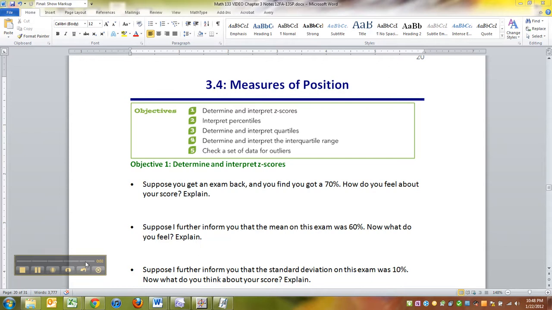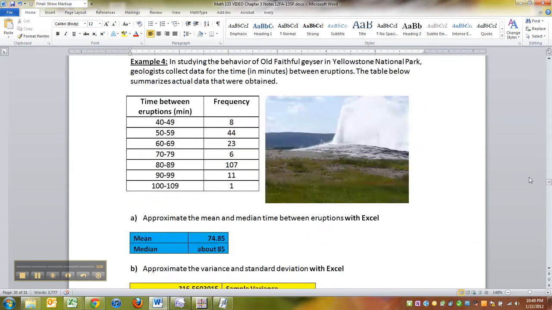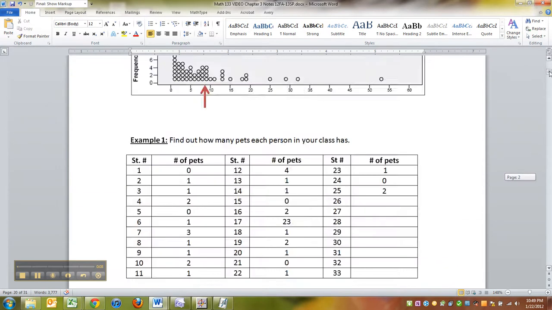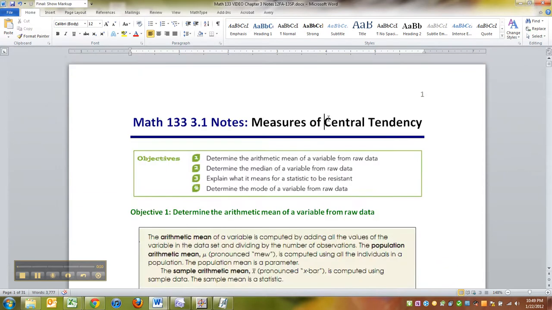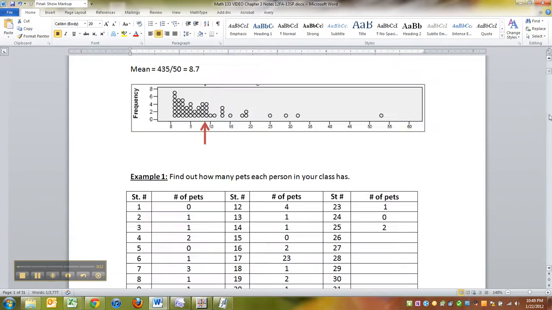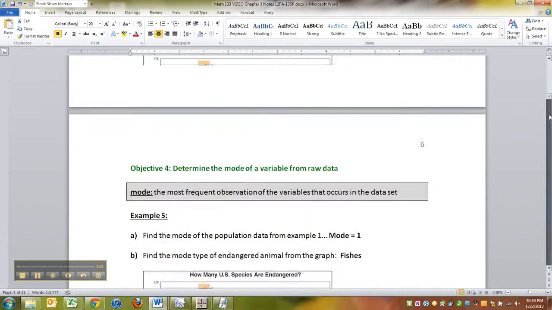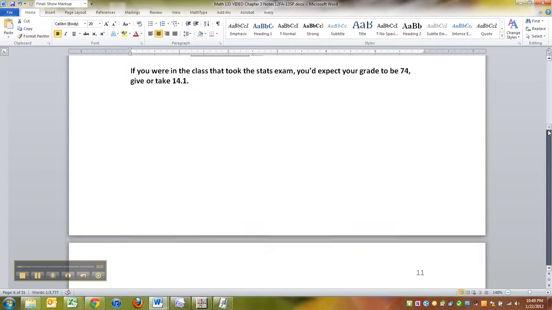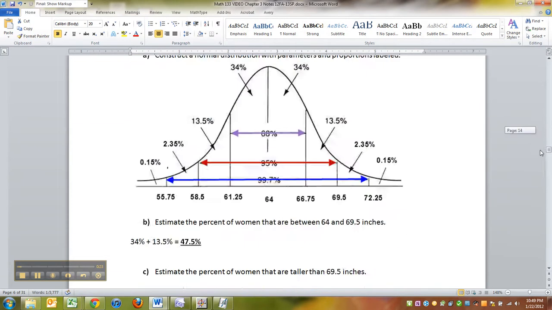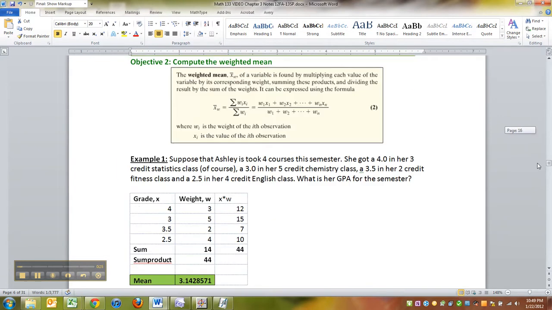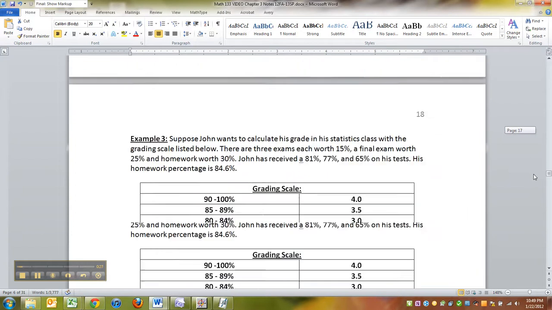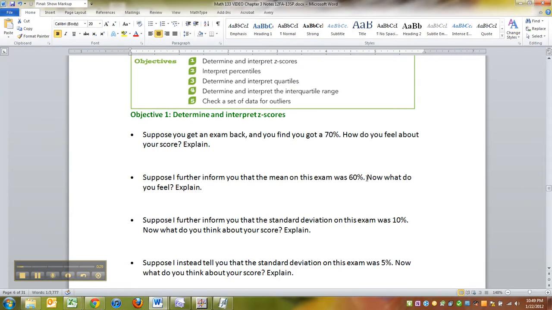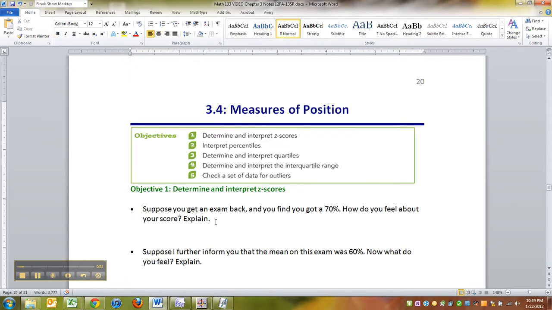Now let's move on to section 3.4, because once you know how to find where the center of data is, which was 3.1, and you know how to measure how spread out your data is, which is section 3.2, measures of dispersion, right? And then 3.3 was just doing those two things again, but for more difficult data sets, i.e. grouped data, weighted means, that kind of thing. So the next thing you want to know is, where do individual values fall?